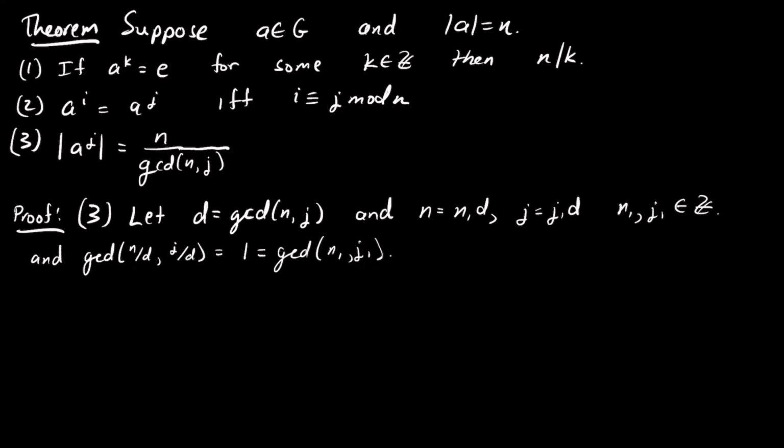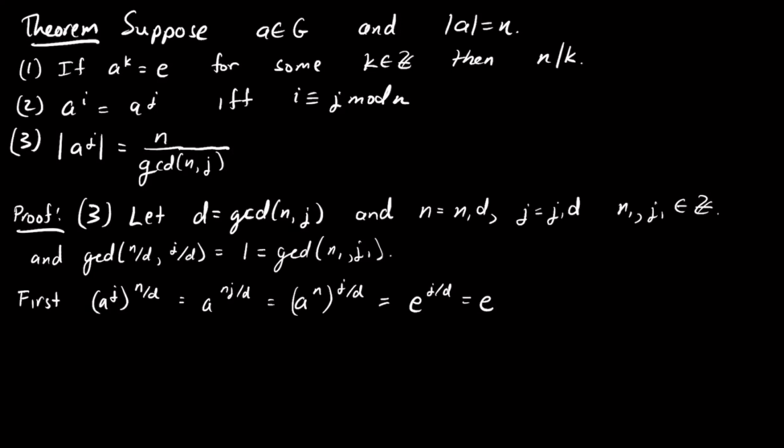Okay, so let's try to prove our result. We're going to do this by a series of two inequalities. So the first thing to notice is that if I look at a to the j to the n over d, right? What we end up with is a to the nj over d, which is the same as a to the n to the j over d. And remember, j over d is an integer. So what does this give me? Well, this gives me e to the j over d, which is equal to e.